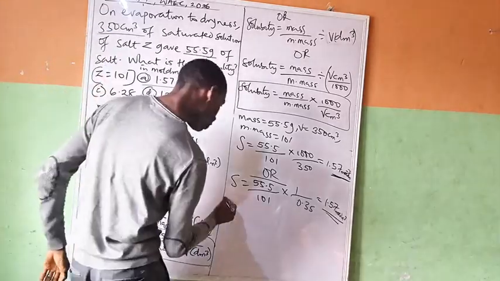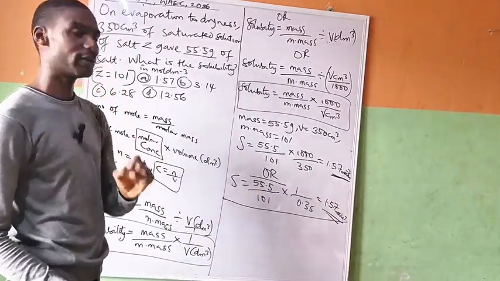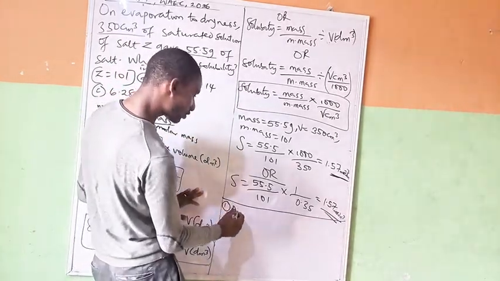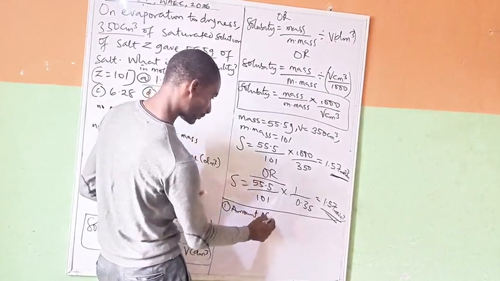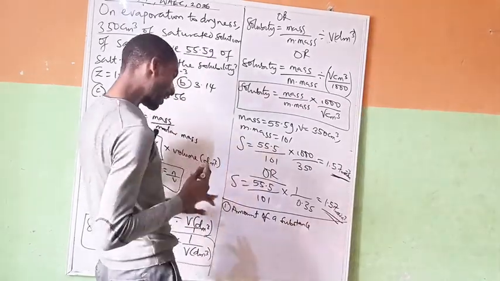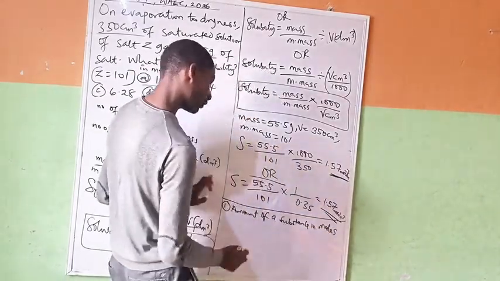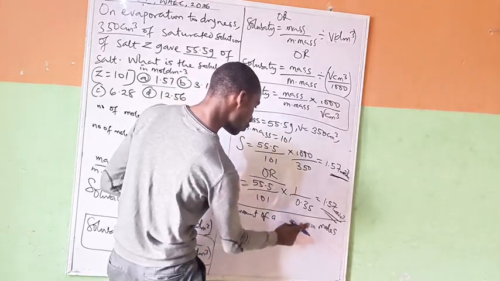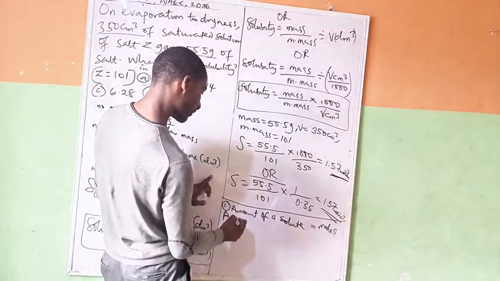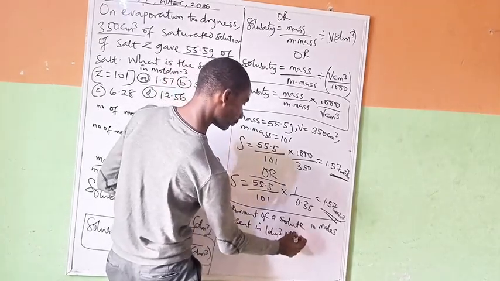Now, it's also important to note they can ask you to define solubility. There are basically three definitions for solubility. Number one, solubility is the amount of a substance in moles, or I can as well say amount of a solute in moles present in 1 dm cube of solution.